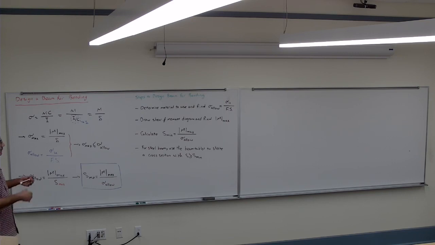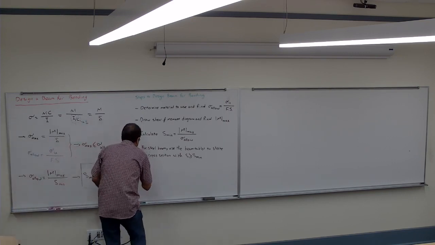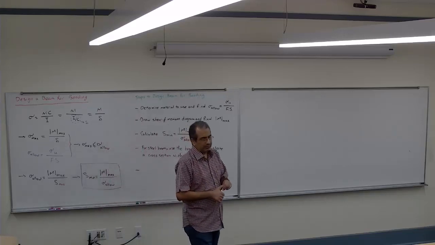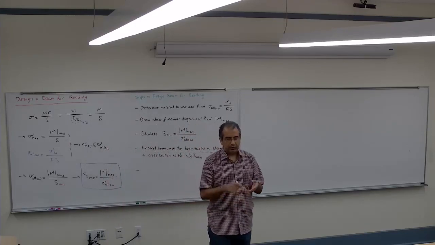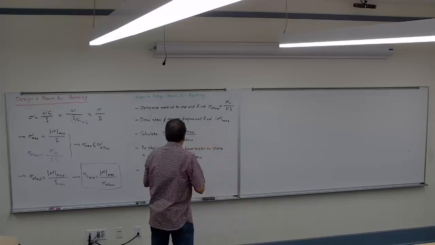If you have the rectangular beam, for steel beam it is like that. For rectangular beam, usually it's going to be concrete or wood or something that has a rectangular cross section.